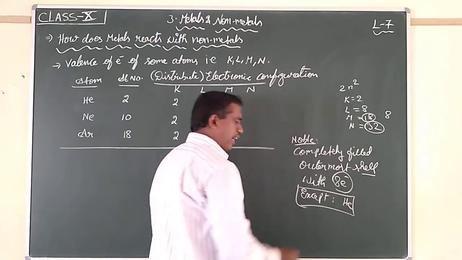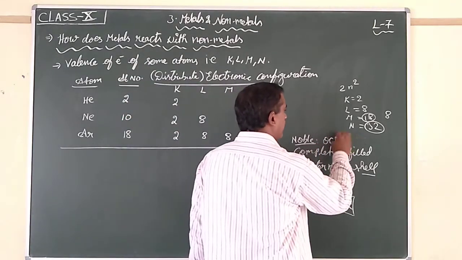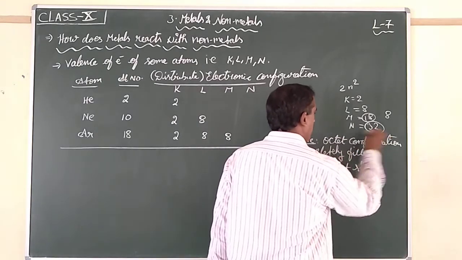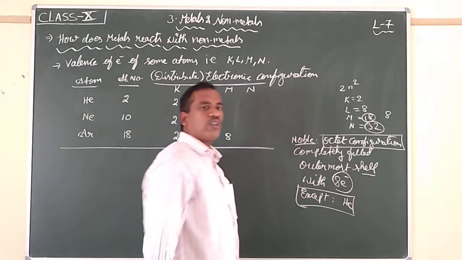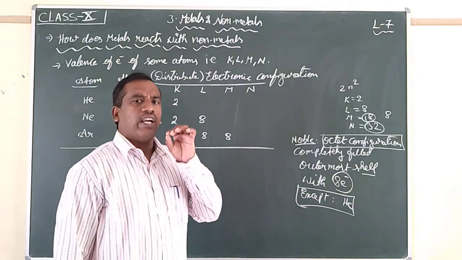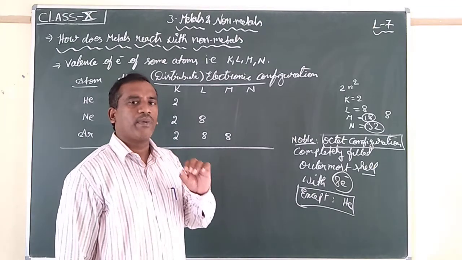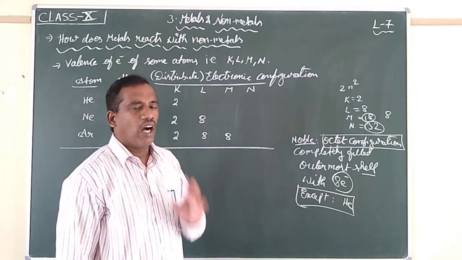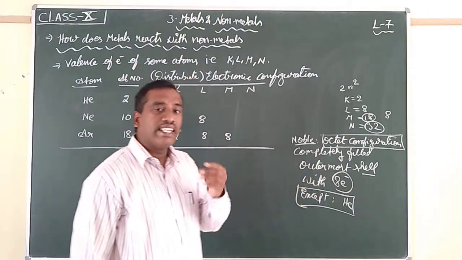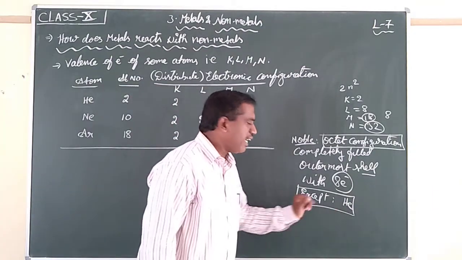This is the point we learned in the next period as the octet configuration. What do we call this? The octet configuration, because every element tries to have the octet configuration. What is meant by octet configuration? When an atom has 8 electrons in its outermost shell, it is said to be octet, meaning it became noble. The exception is helium.